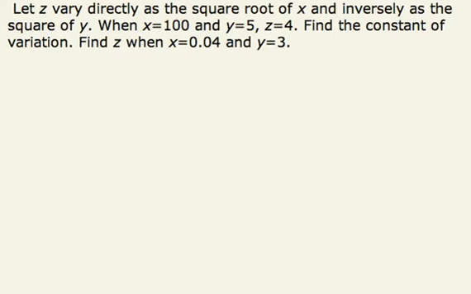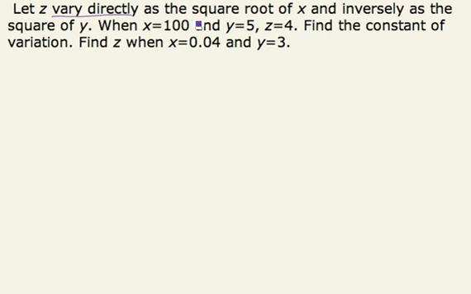Well, there's almost 3 pieces to this problem. The first thing is we're trying to figure out this: z varies directly as the square root of x and inversely as the square of y. So let's deal with just that sentence. Varying directly, what exactly does that mean?